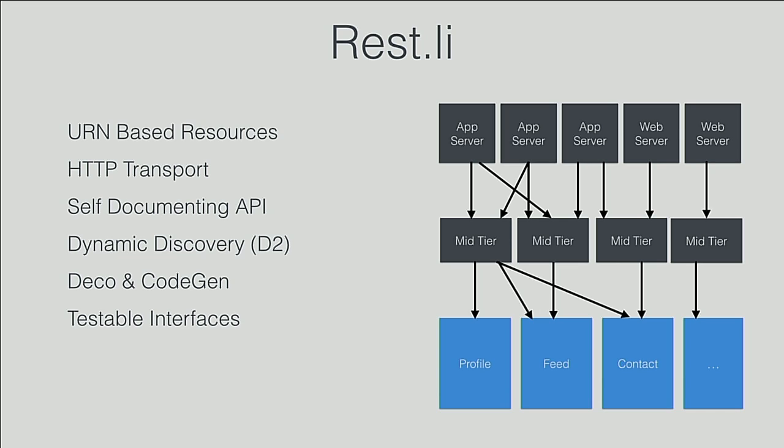The feed says, here are all of the activities. And each activity has somebody who actually made the post, for example. Well, the Deco library takes that information and will fill in all of the data for you. We call that decoration. The other big benefit that Rest.li gave us is effectively testable interfaces.